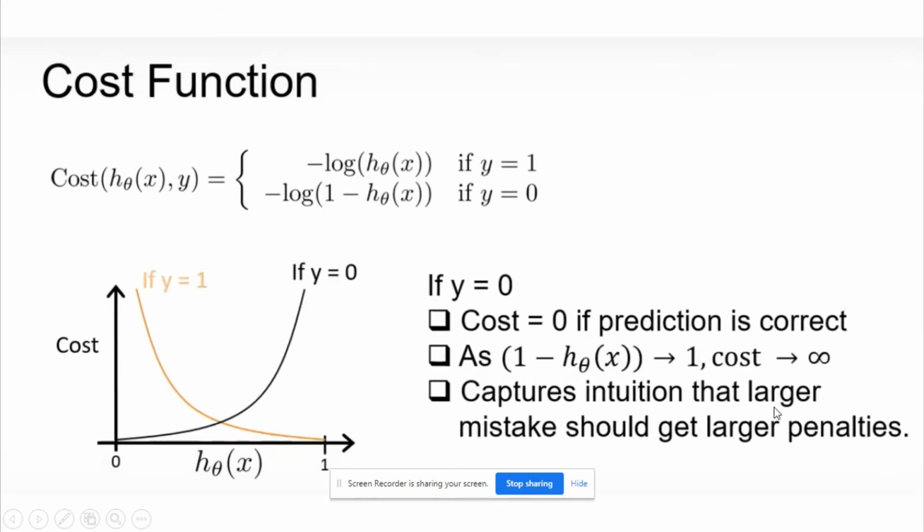For the second example, which is y equal to 0, it represents negative log 1 minus h(x). In this graph, the line is the black line, which is the starting line at 0 h(x), representing y equal to 0, and then the value of cost is higher. For the opposite, as 1 minus h(x) equal to 1, the cost will be higher. That means it captures the intuition that larger mistakes should get larger penalties.